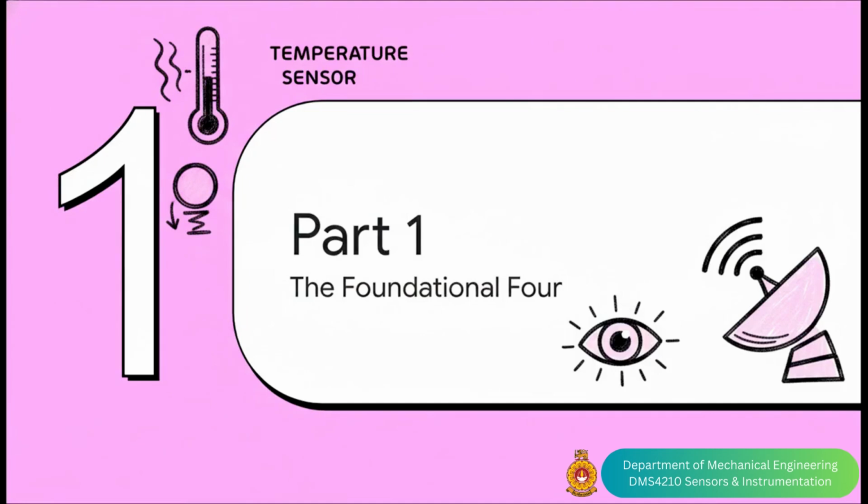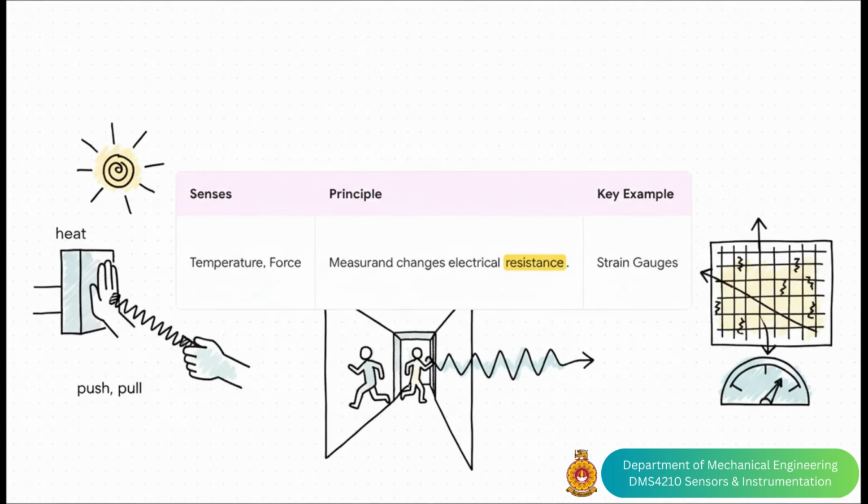Okay, so to really get a grip on this, we're going to break it all down. We'll start with what I like to call the foundational four. These are the real workhorses of the sensor world, the ones that handle a ton of the tasks we rely on every single day. First up, we've got resistive transduction. The principle here is pretty straightforward. When you push, pull, or even just heat something up, its electrical resistance changes.